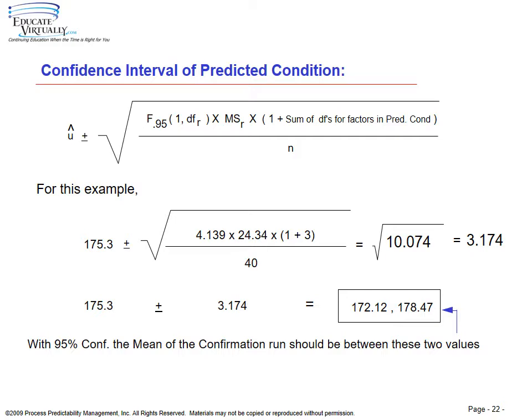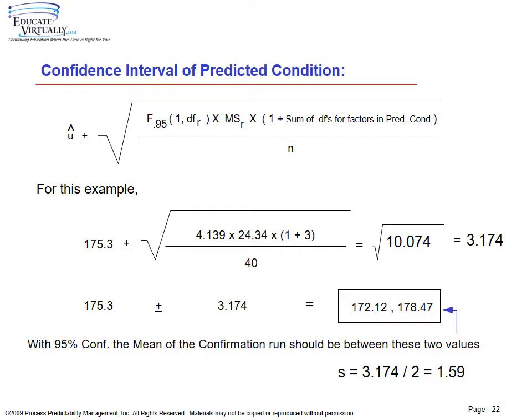Now we can also calculate the standard deviation. We know that 2 standard deviations about the mean is 95% of our distribution. So if we have plus or minus 3.174 on either side of our mean of 175.3, that's equivalent to 2 standard deviations about the average, or 95% of the total population. So we divide the 3.174 by 2 to give us a value of 1.59. That's the estimate of the standard deviation.